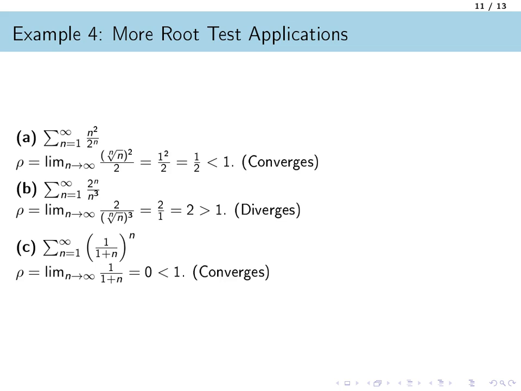Finally, we have a series where the denominator is raised to the nth power. The root test is perfect for this. The nth root cancels the nth power, leaving the simple limit of 1 over the quantity 1 plus n. As n approaches infinity, this fraction goes to 0. Since rho equals 0, which is less than 1, the series converges.